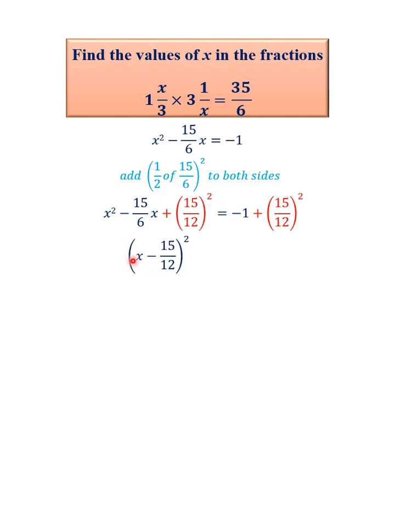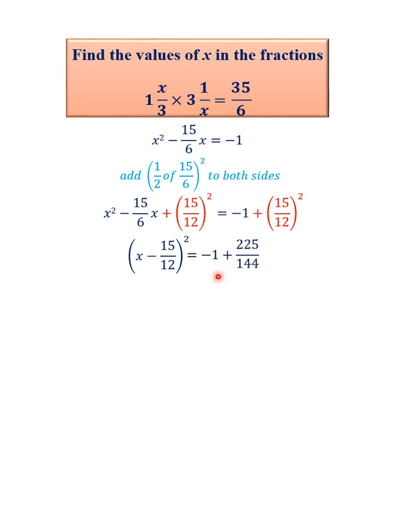By the time you expand this x minus 15 all over 12 squared, you are going to obtain this back. You're going to obtain x squared minus 15 all over 6x plus 15 all over 12 all squared. So this and this are technically the same. When you have this in the completing the square method, just pick only the x without the square. Pick this negative sign. If it was positive, pick positive. Pick 15 all over 12 and square everything.